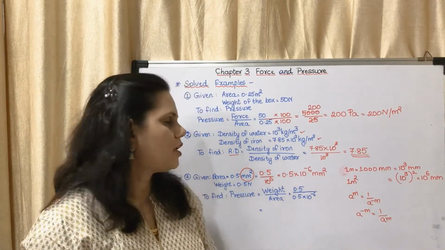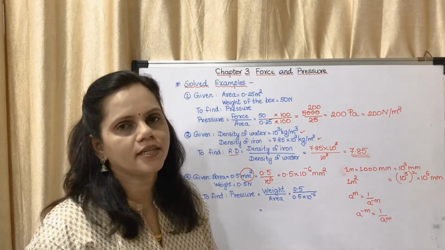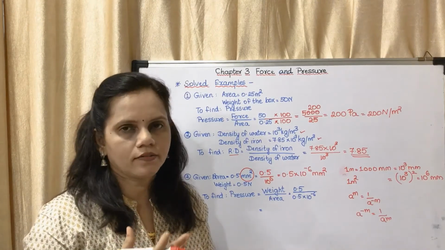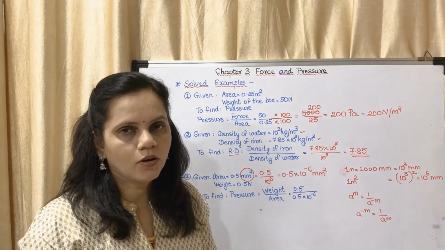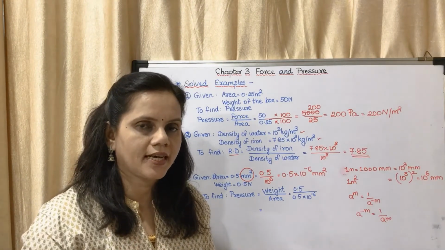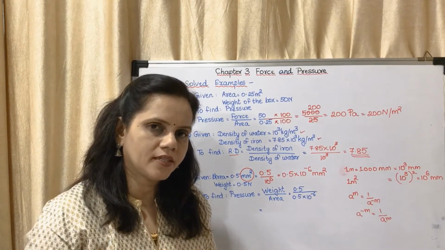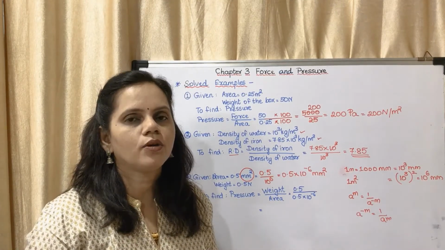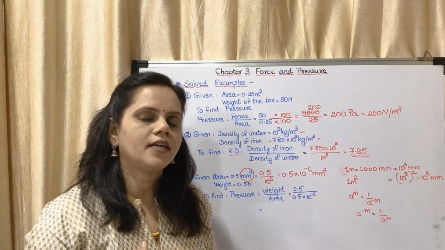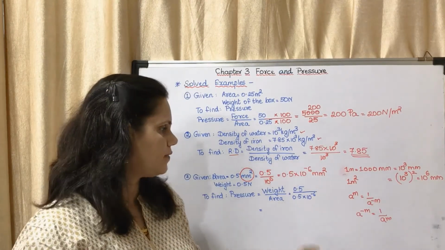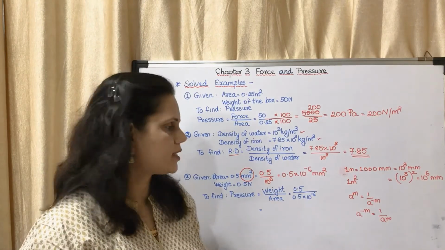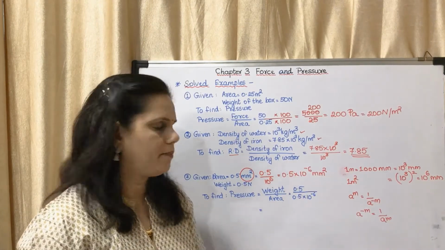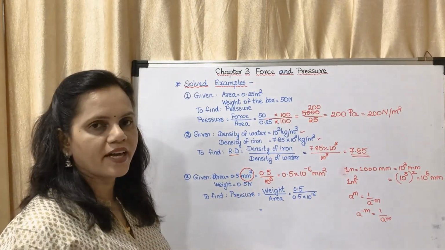Now when you are converting millimeter to meter, you have to divide, and when you are converting meter to millimeter, you have to multiply. You might be knowing this. If you are not knowing this, you may understand that when you convert millimeter to meter, you have to divide, and when you convert meter to millimeter, you have to multiply. Here we are converting millimeter to meter, so you have to divide. So I am dividing it by 10 raised to 6, which is same as 0.5 into 10 raised to minus 6 meter square.